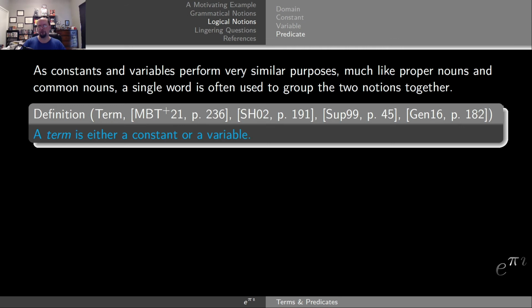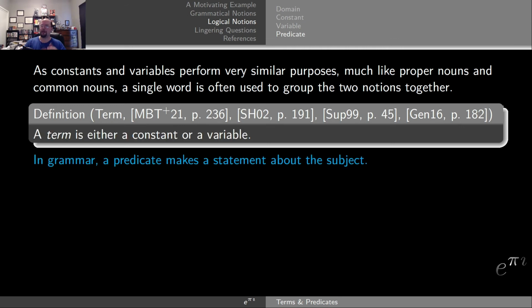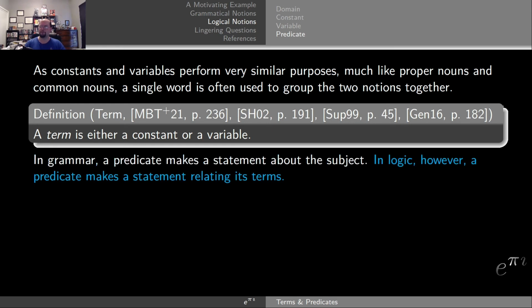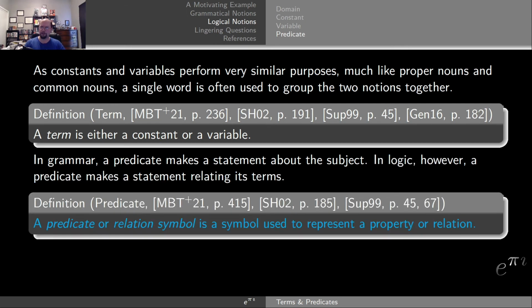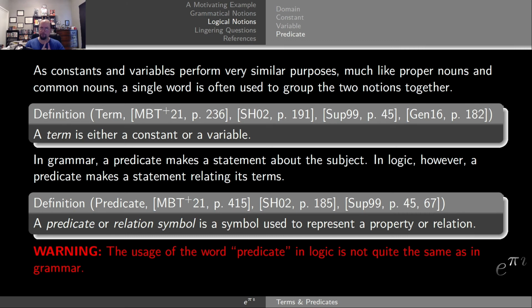Now, turning our attention over to predicates, in grammar, a predicate makes a statement about the subject, plain and simple. However, in logic, a predicate makes a statement relating its terms together, so it's not quite the same thing. Explicitly, a predicate or relation symbol is a symbol used to represent a property or a relation. And again, here's where I throw out a big warning. The usage of the word predicate in logic is not quite the same as it is in grammar, which is something we want to highlight with the following examples.